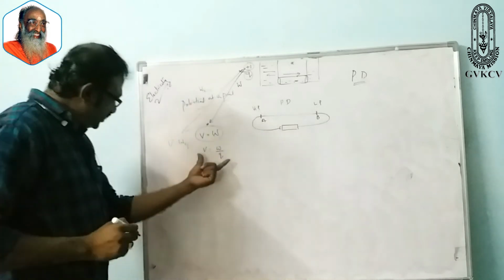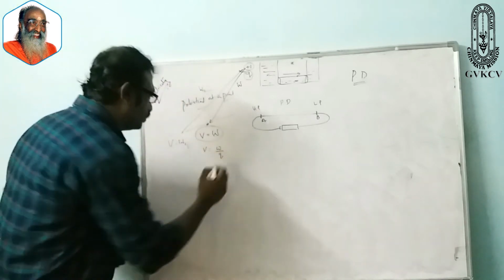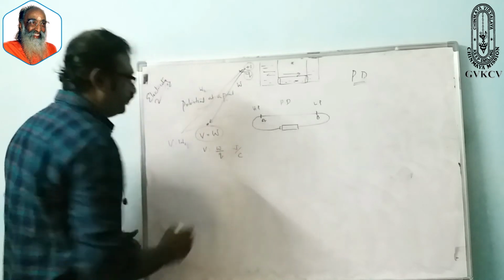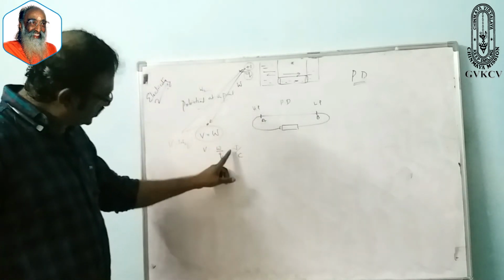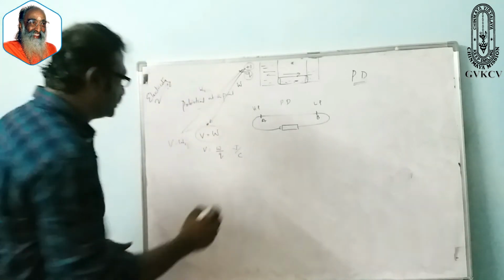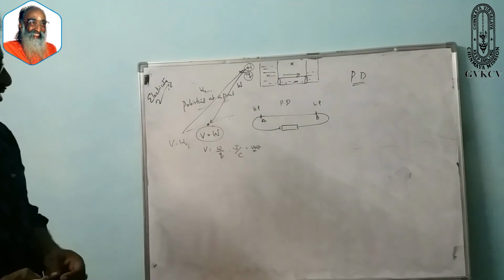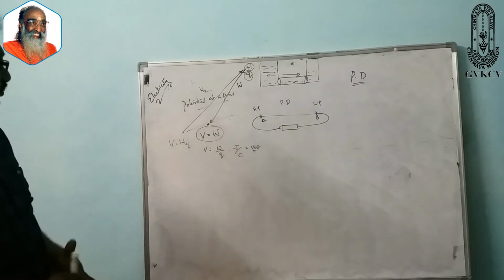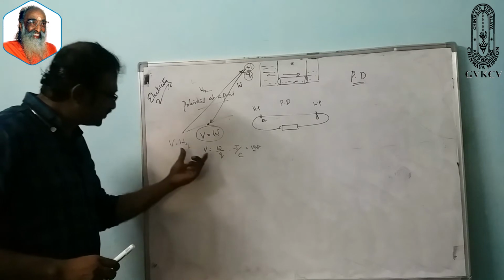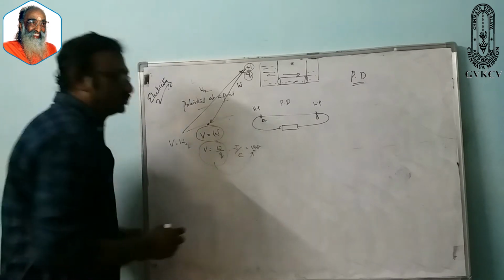So now, after getting an expression, after understanding the definition, V is equal to W by Q, and you know the W will be in joule and Q will be in coulomb. So the unit of potential is given by joule per coulomb, and this joule per coulomb is given another name, that is the volt. So unit of potential is volt. Okay. So now we understood what is the definition of potential at a point, and we got the expression V is equal to W by Q, and the SI unit of potential is the volt.